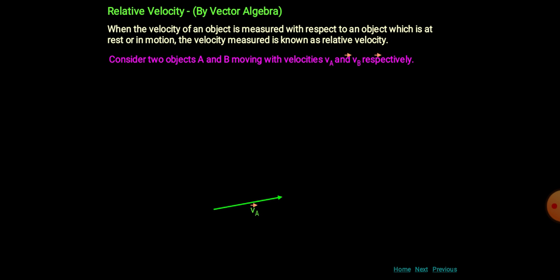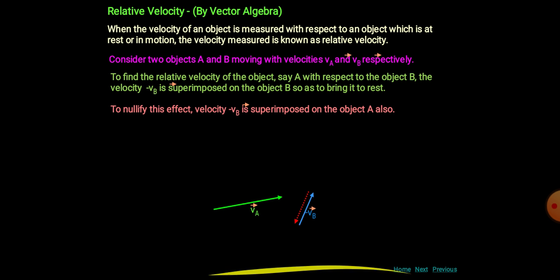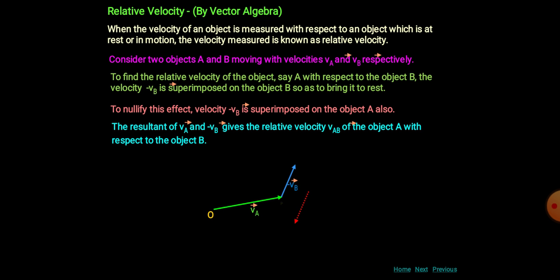Now let us try to understand with the help of a figure. Here we have taken VA and this is VB. Now try to understand here VB. See here, its direction is opposite, so VA, and we have taken minus VB. It is the negative vector of VB. Now we can write the equation. See the diagram. Observe here. VAB is nothing but what?